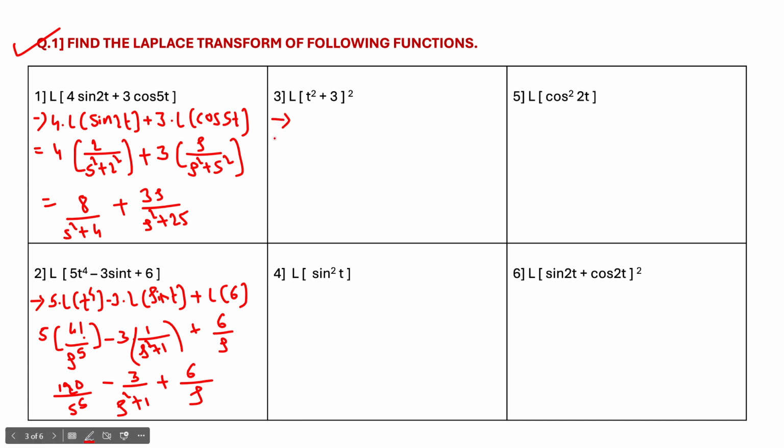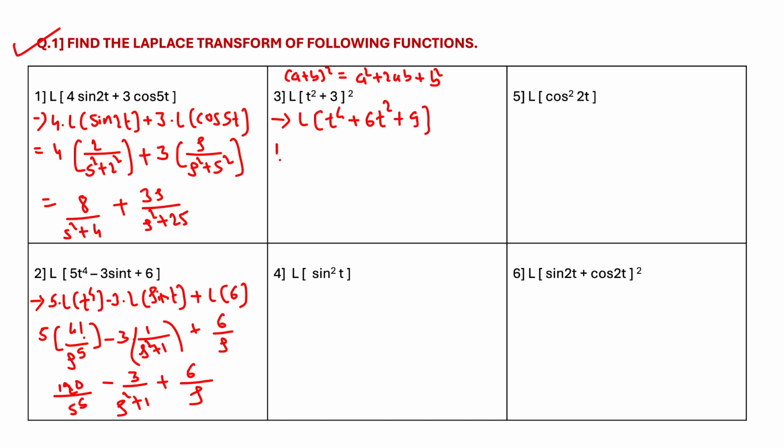Let's see question number 3. In question number 3 you can see they have given a bracket square, okay, so what you have to do initially, you should know the a plus b bracket square formula. So the formula is a square plus 2ab plus b square, okay. You can't directly find Laplace of this equation. Initially you have to simplify this equation first. So what I am doing, I am just expanding this equation. So t square square will be t raised to 4 plus 2 into multiplication of two terms, means 2 into 3t square will be 6t square, and plus second term square, 3 square will be 9.